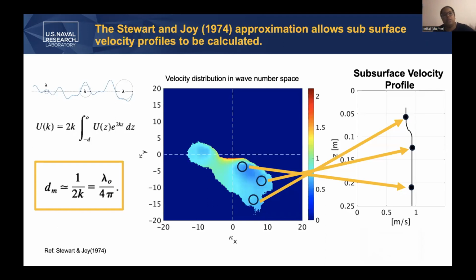I can also leverage the Stewart and Joy approximation to map out subsurface velocity profiles. And this approximation basically says if I have a wave of a certain wavelength, that wave contributes to the velocity field below the free surface at an amount that's equal to half of its wavelength. And so this is basically just a one-to-one mapping. I can map out subsurface velocity profiles.